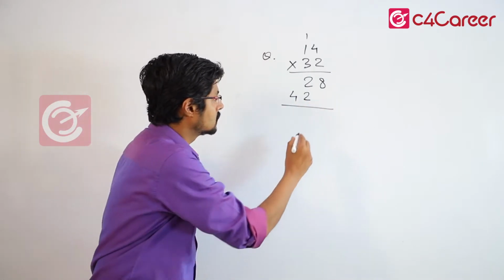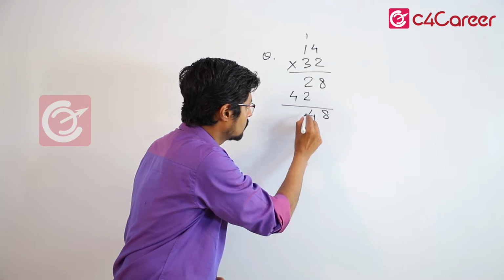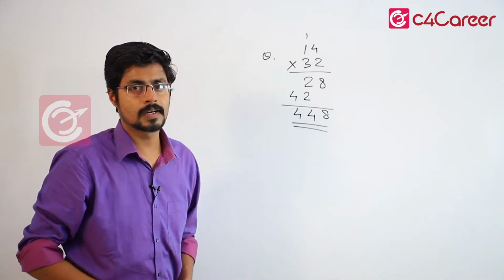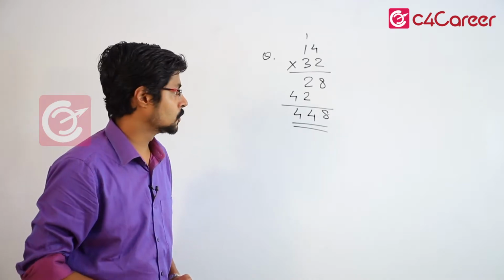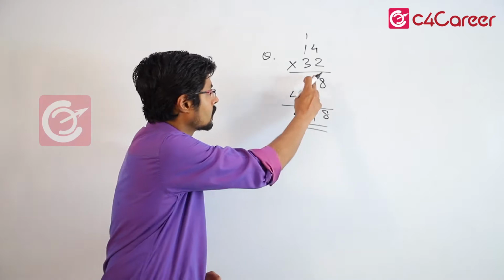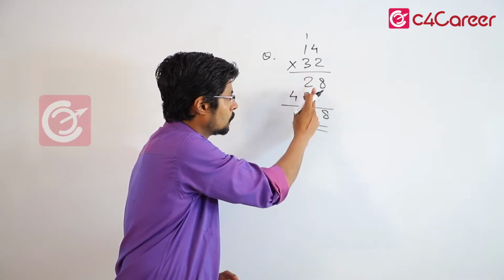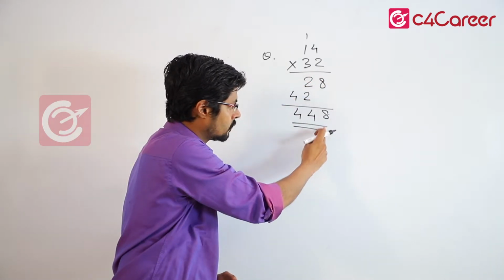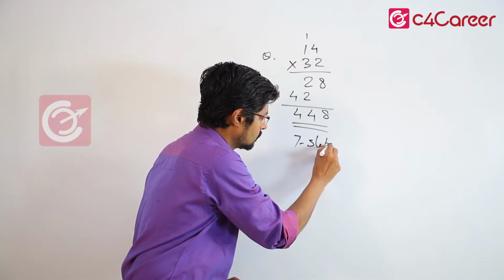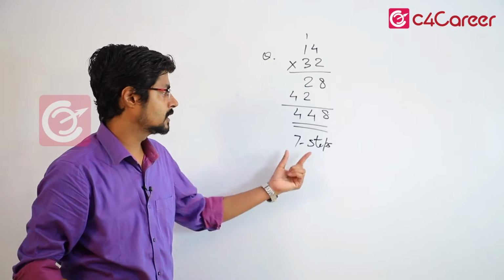So we will add this 8. 2 plus 2 is 4 and 4. So the answer is 448. So everybody knows this. I think there is nobody who doesn't know this. Now just imagine the steps we have done here. 1, 2, 3, 4, 5, 6, 7. So this is a 7-step method.